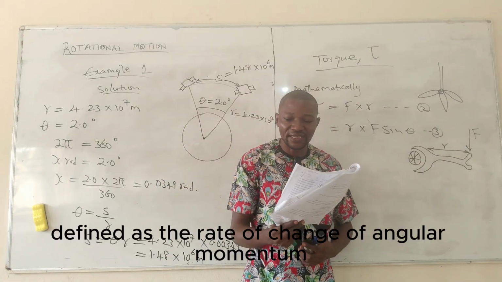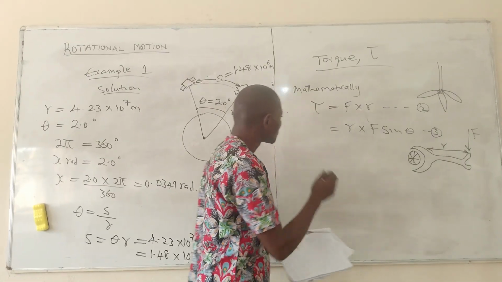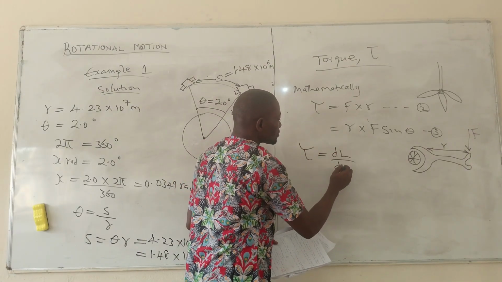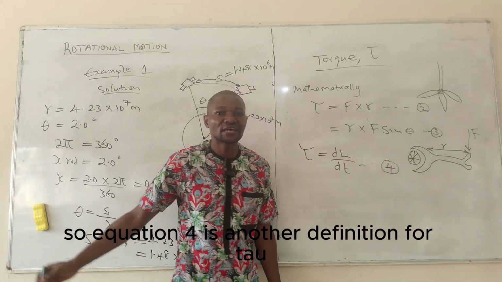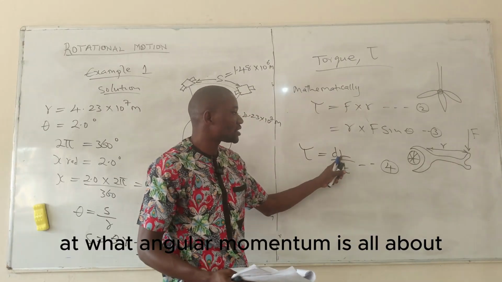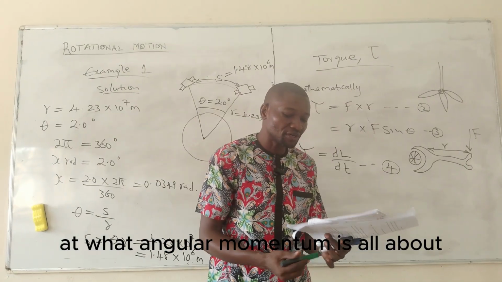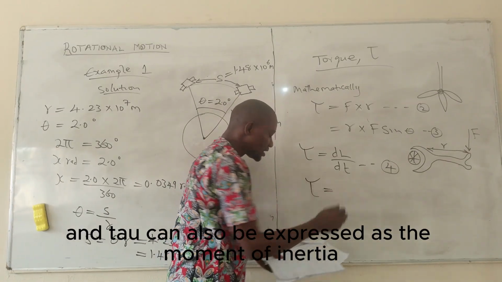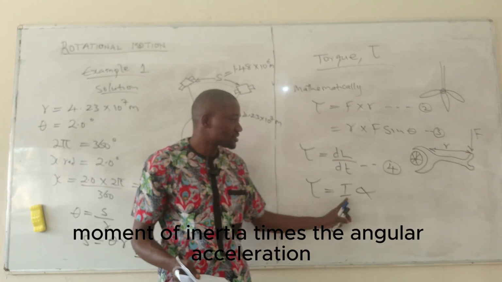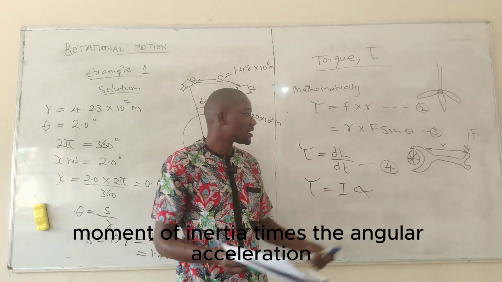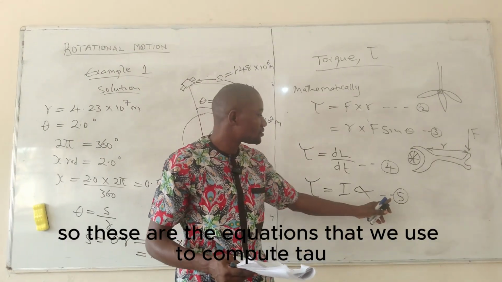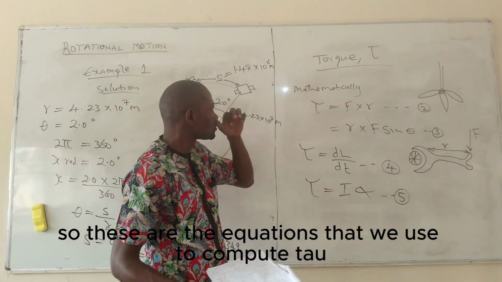Tau can also be defined as the rate of change of angular momentum. So equation 4 is another definition for tau: the rate of change of angular momentum. We'll soon be looking at what angular momentum is all about. And tau can also be expressed as the moment of inertia times the angular acceleration. Let's call this equation 5. So these are the equations that we use to compute tau.